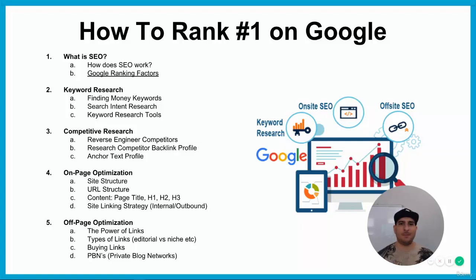Okay, number 5. This is the off-page optimization. So the power of links. This is really the number one factor for ranking in Google, making sure that your site is getting links to your domain, your actual home domain, and then your actual individual pages that you want to rank.